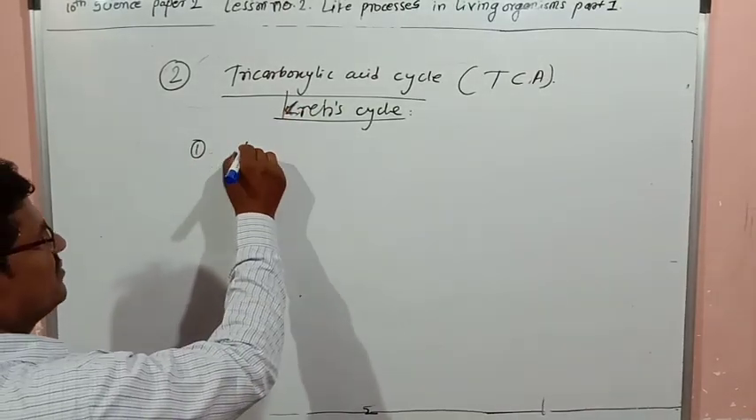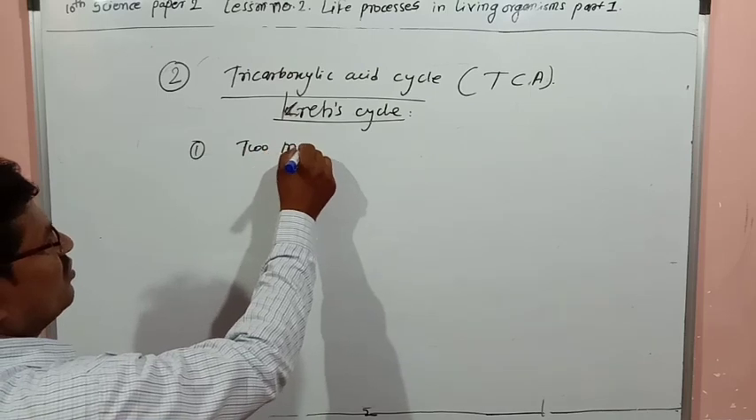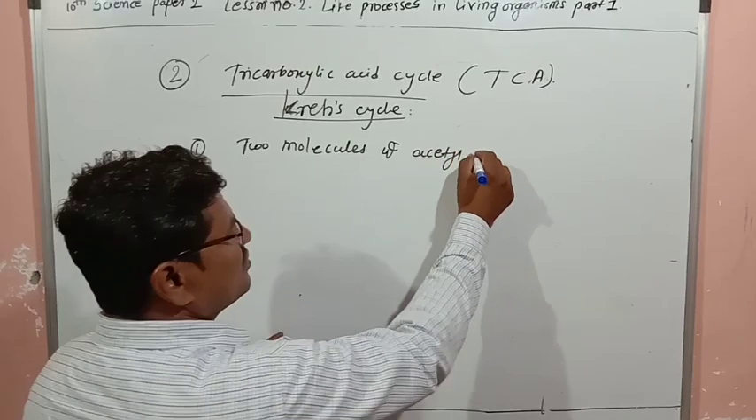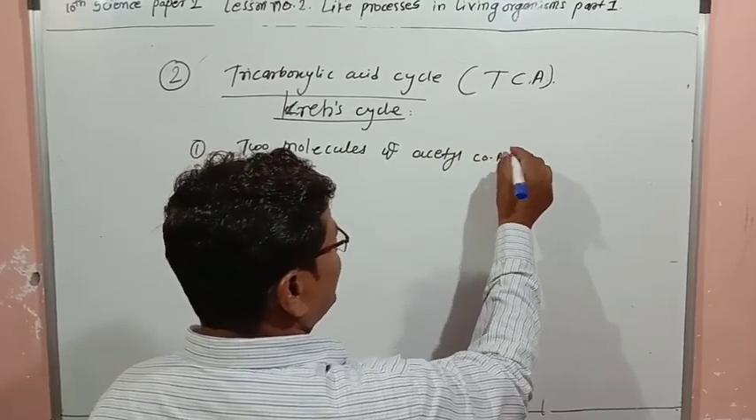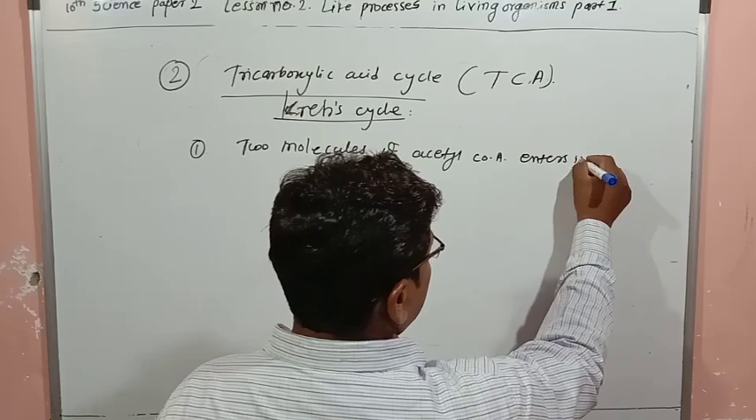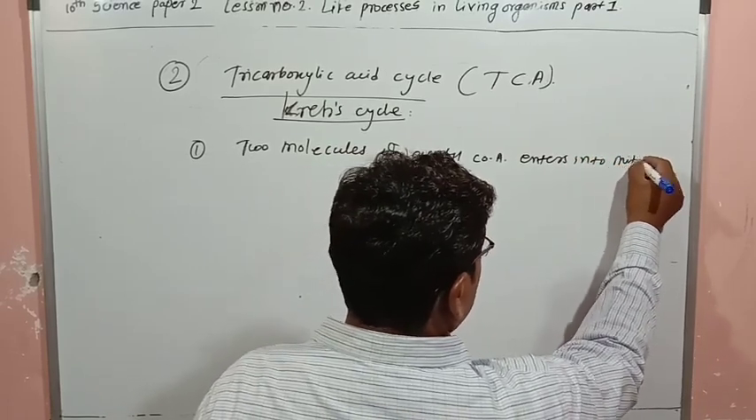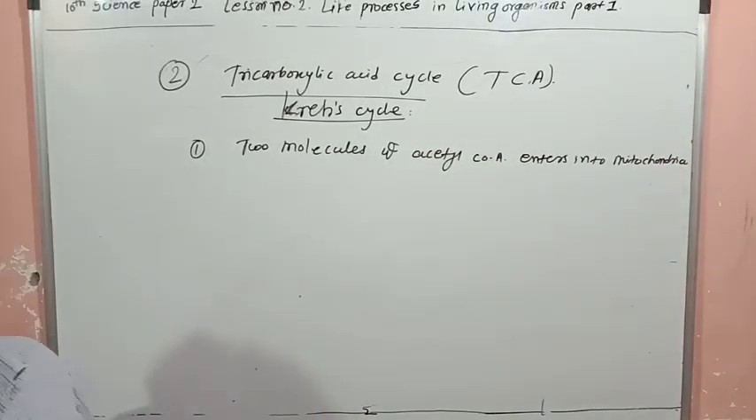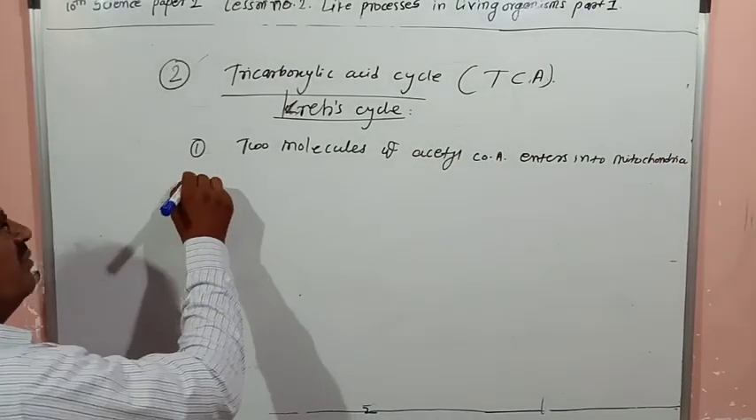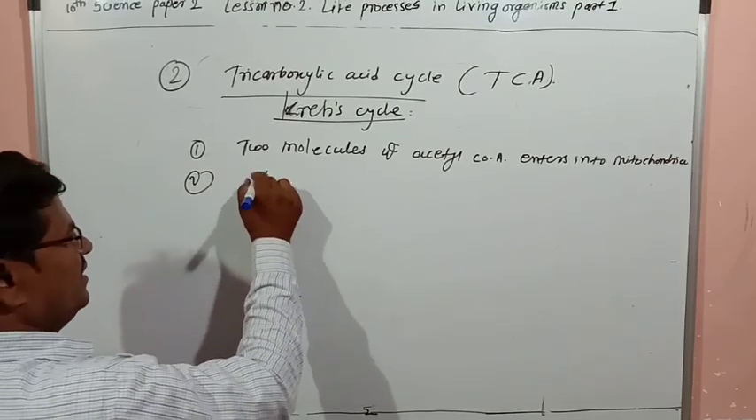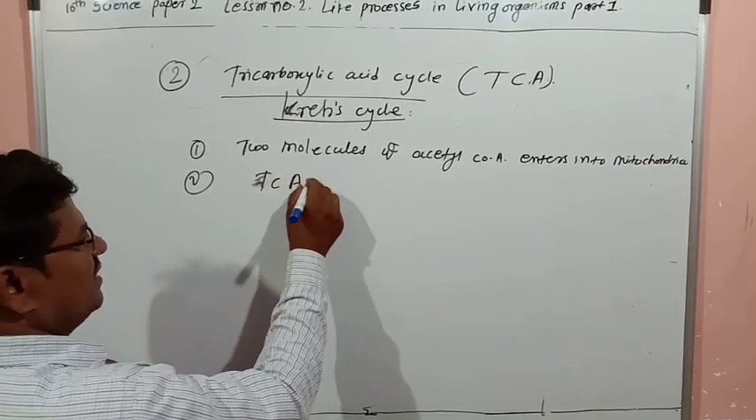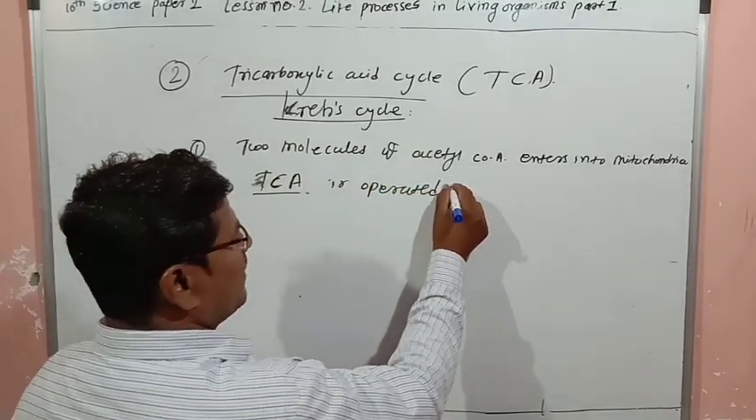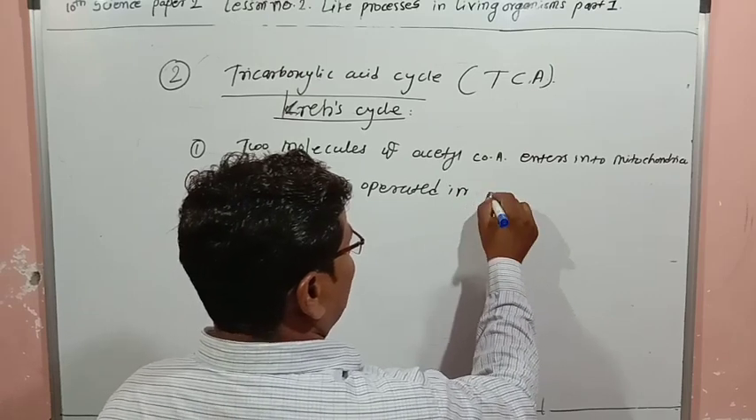In the Krebs cycle, 2 molecules of acetyl coenzyme A enter into the mitochondria. That means the TCA cycle is operated in the mitochondria.